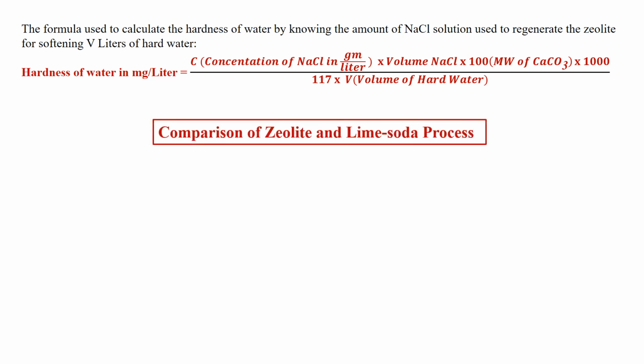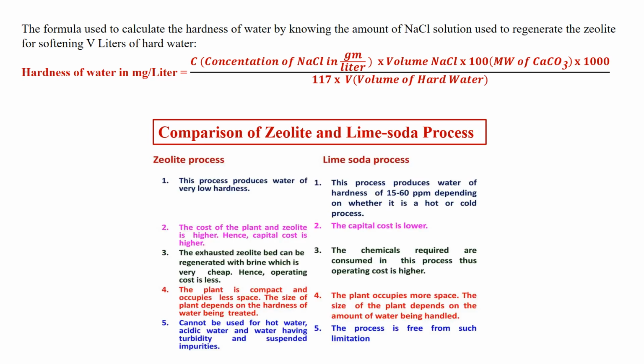Now, some comparison of zeolite and the lime soda softening process. Zeolite process produces water with low hardness of the order of 10 to 15 ppm, while lime soda process produces water with a hardness of 15 to 60 ppm depending upon whether it is hot or cold process. The cost of plant and the zeolite is higher, hence the capital cost is higher. In case of lime soda, capital cost is low.